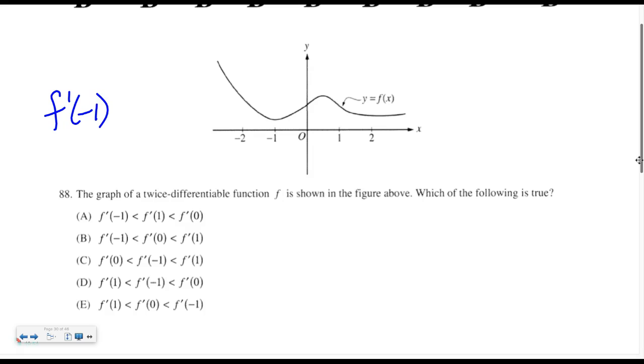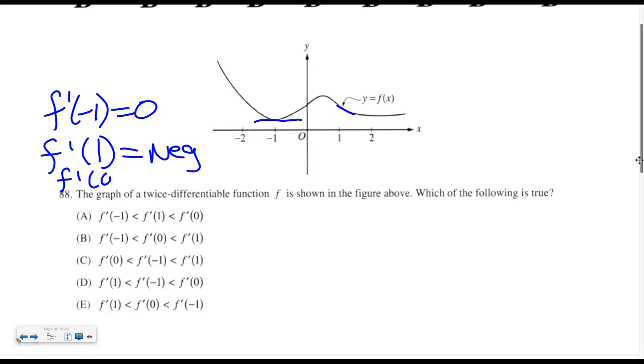Pull that out here. F prime at -1 is the slope of the tangent line there, which is 0. F prime at 1 is the slope of the tangent line there. I don't know what it is, but I know it's negative. F prime at 0, I don't know what it is, but the tangent line is positive there. So I'm comparing 0, negative, and positive.